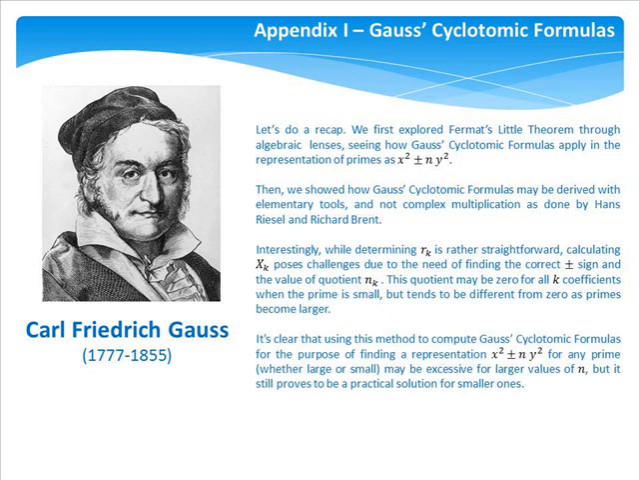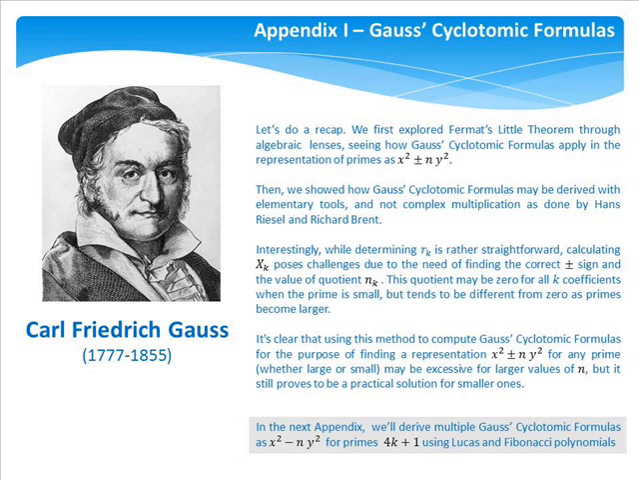It's clear that using this method to compute Gauss cyclotomic formulas for the purpose of finding a representation x squared plus or minus n times y squared for any prime, whether large or small, may be excessive for larger values of n, but it still proves to be a practical solution for smaller ones. In the next appendix, we'll derive multiple Gauss cyclotomic formulas as x squared minus n times y squared for primes 4k plus 1 using Lucas and Fibonacci polynomials.